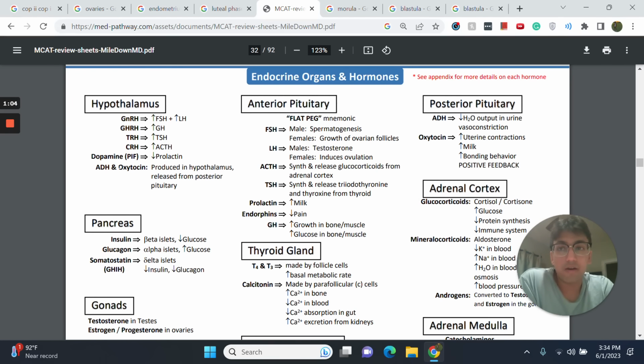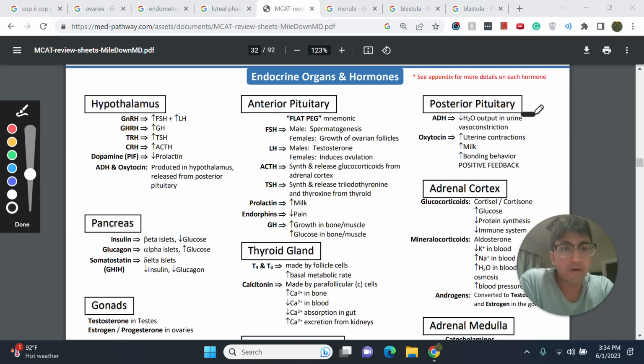Okay, remember I said that the hormones of the posterior pituitary are produced in the hypothalamus and released in the posterior pituitary. ADH is a very important hormone that comes up quite a bit in the MCAT, and it's responsible for decreasing the water output in your urine, and also causing vasoconstriction. And when your pee is really, really yellow and very concentrated, you can think that that's happening because ADH is decreasing the H2O output, and so you have a lot of solutes in your urine. Oxytocin is responsible for a lot of bonding behavior, increased production of milk, uterine contractions, and has a positive feedback cycle.